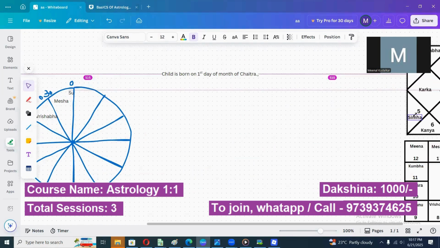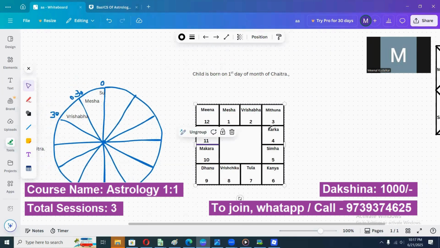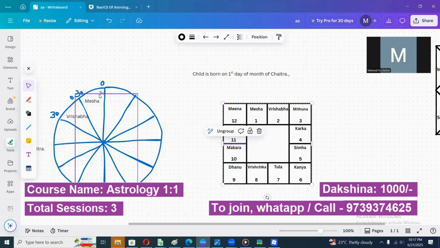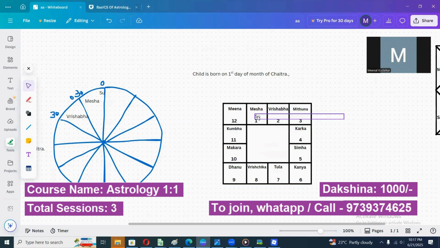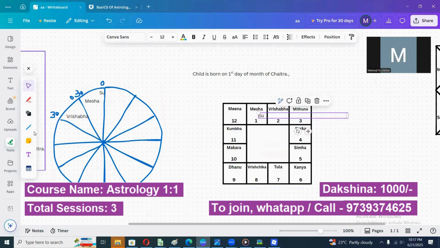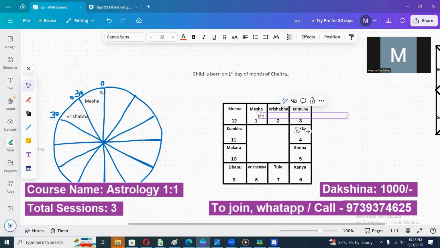Or let us, I think it will be easy to understand with the South Indian chart. So let us understand with the help of the South Indian chart. Okay. So because sun is in 0 degree Mesha Rashi, sun will be placed here. So now let's first place the sun. So here sun will be placed. Okay, so there is the place of sun. Let us use maybe some different text color so that it will be easy. So let's say sun is placed here.